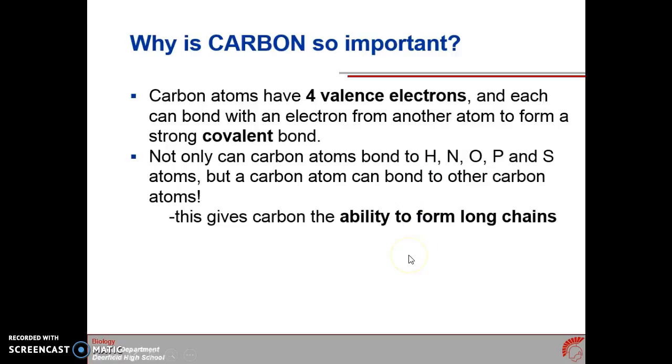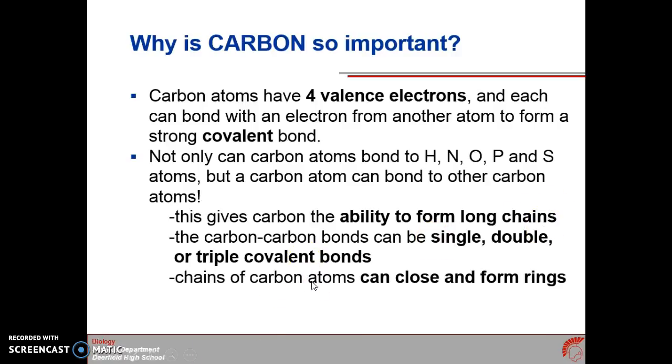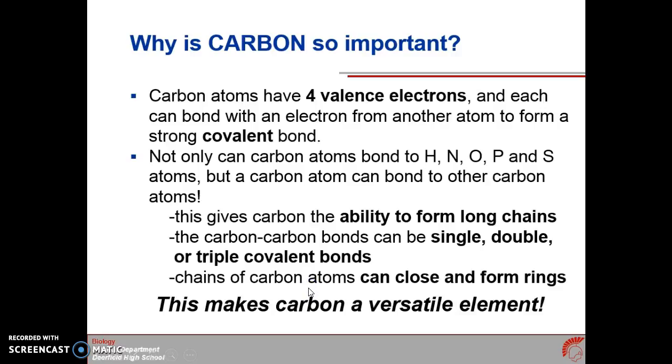This gives carbon versatility and the ability to form long chains. And carbon-to-carbon bonds can be single bonds, double bonds, or triple covalent bonds, which you'll see by 1 dash, 2 dashes, or 3 dashes between the carbons. Chains of carbon atoms can close and form ring structures. This makes carbon a versatile atom.